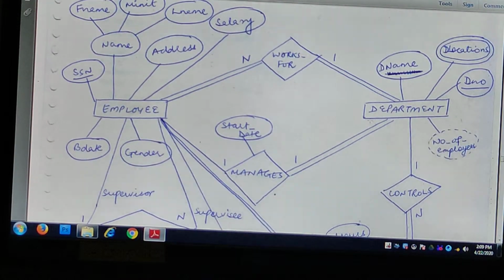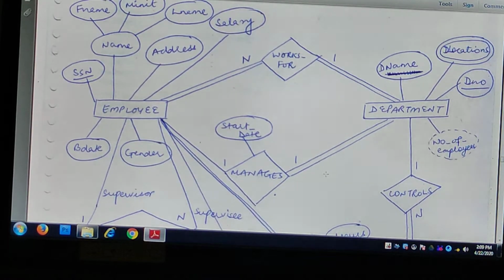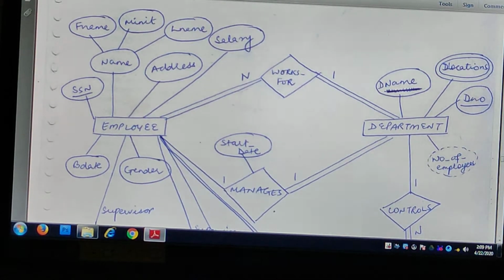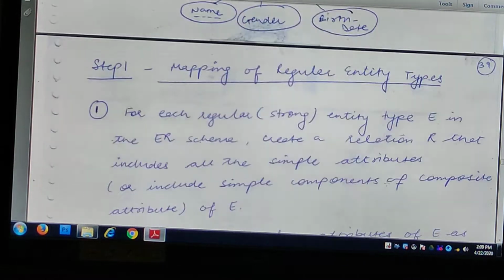For each of the relation schema, we will be including all the attributes as the columns of the relation. For employee, we will be having SSN as one of the columns, that is the primary key. Then for the composite attribute, as this composite attribute name has 3 components, we will be dividing these 3 components into 3 different columns. Then address, salary, birth date and gender. Similarly for department and project.